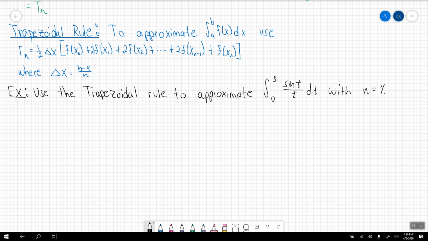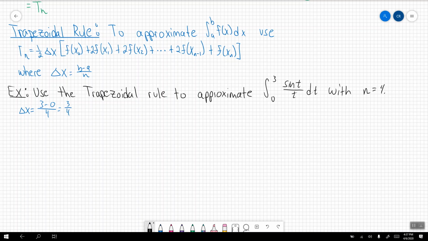All right, so if n is equal to 4, we're going to go ahead and get started here. The first thing I want to do is calculate my delta x. Delta x is going to be b minus a, so that's 3 minus 0, divided by n, where n is 4, which means we get 3/4.